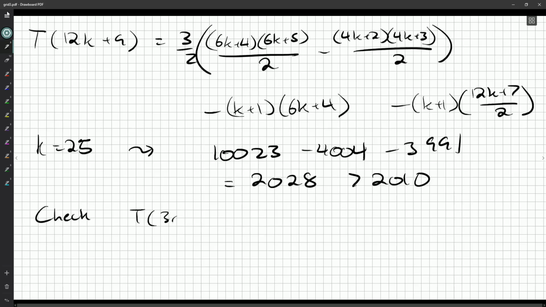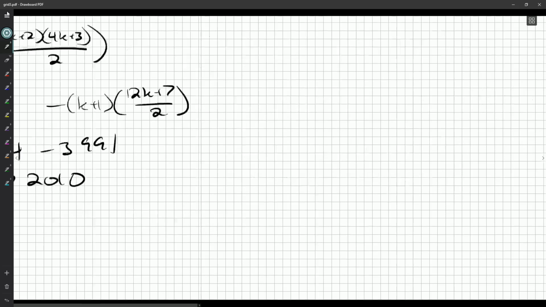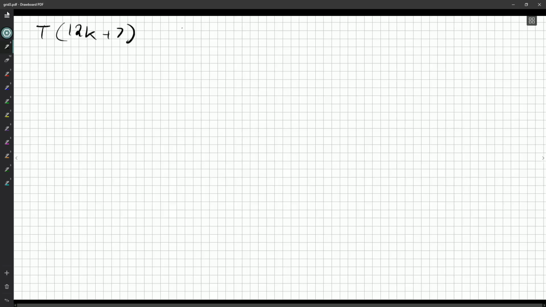Well, I guess we could check T307, because that's also nearby. Or should we try and show that it's increasing? Because I'm pretty sure it should be increasing, because if you just add more to the perimeter, all you could do is possibly have more triangles. But let's check T307. Let's just keep checking until we get something that's less than 2010, because then we will at least have an idea. So that would be 12k plus 7. K is again 25.